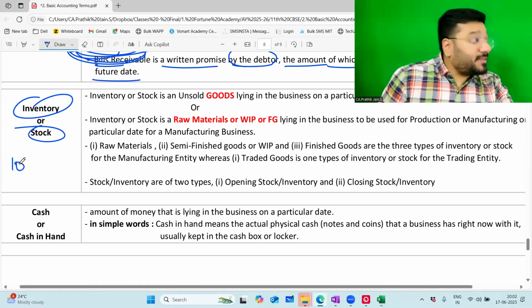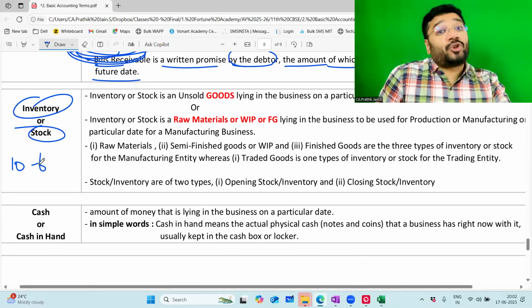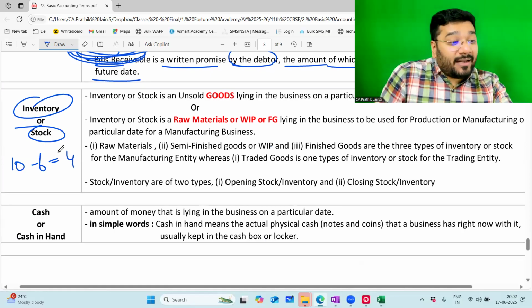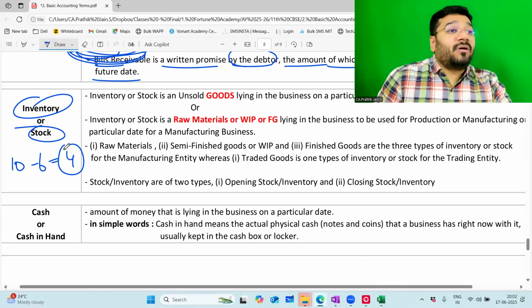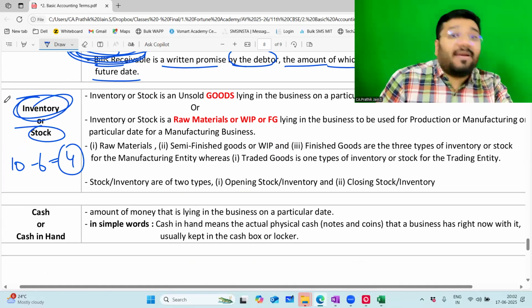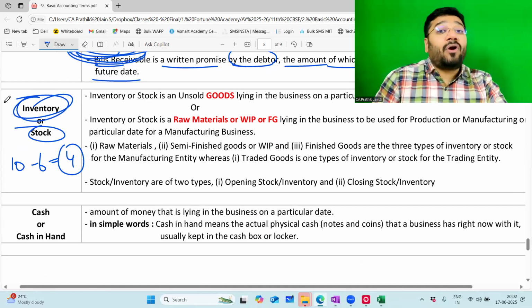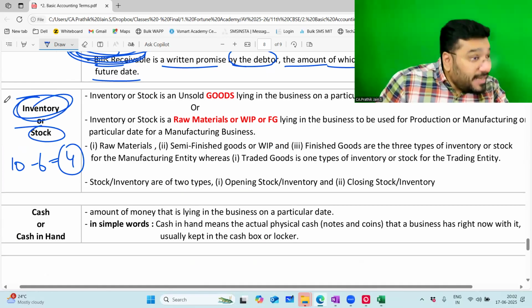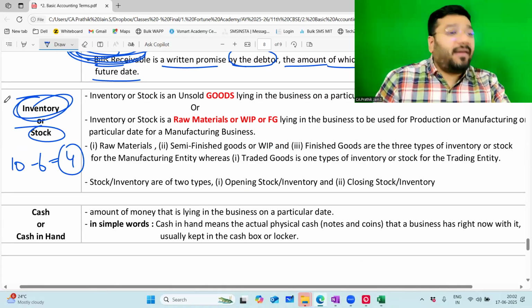10 mobile phones I purchased. 6 mobile phones I sold. How much is remaining in hand? 4. These 4 mobile phones which are remaining in hand, technically we call it inventory, not stock. In accounts, we technically call that inventory.